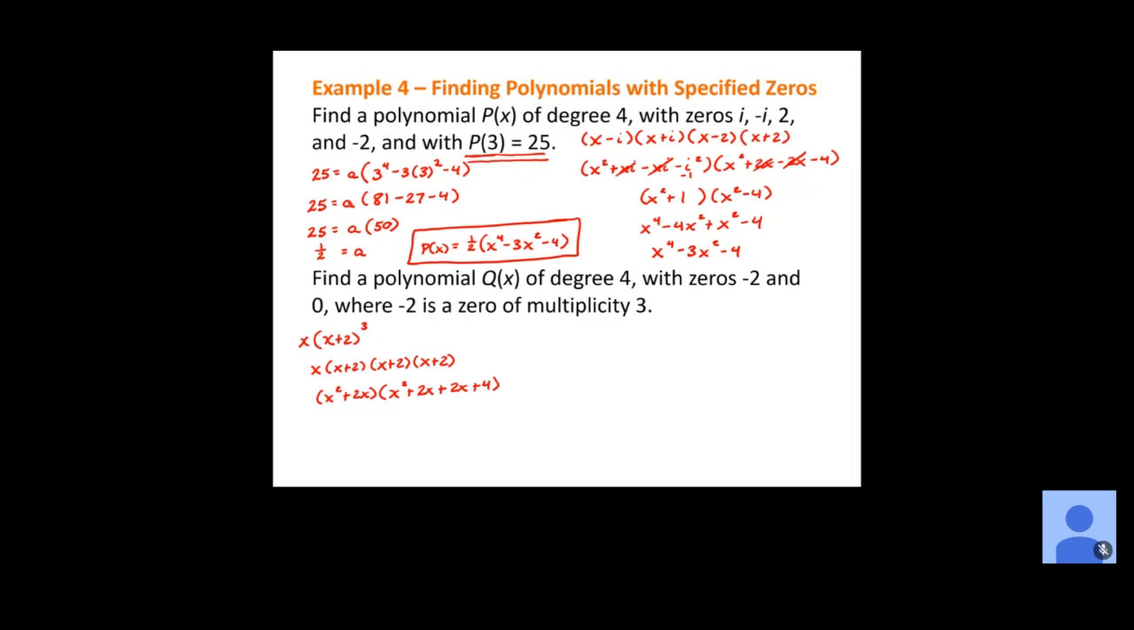And then we can combine like terms. So we have 2x and 2x is 4x. Now I'm up to x squared plus 2x times x squared plus 4x plus 4. Any questions about how I got up to that point?